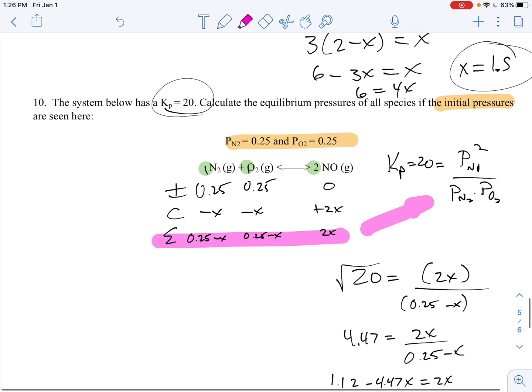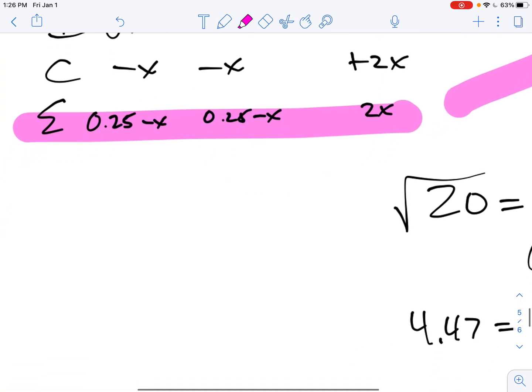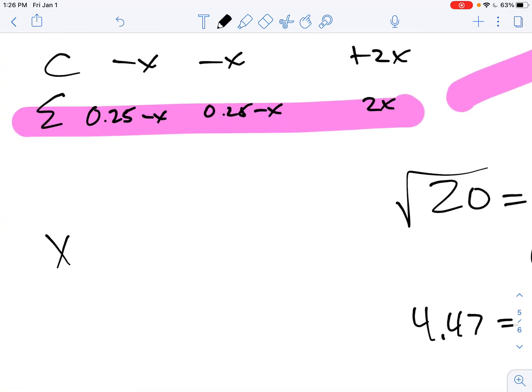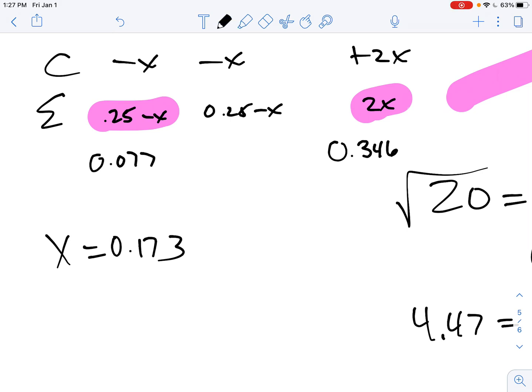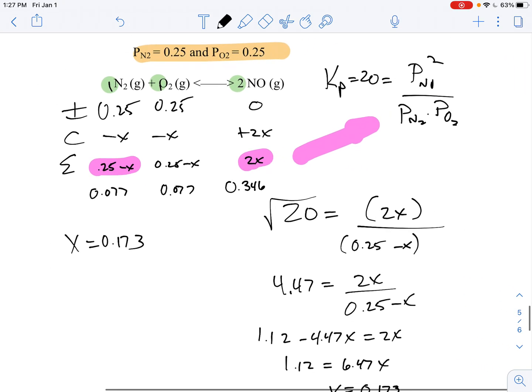Now here's the problem. x is not necessarily your answer, because what does it want? It wants to know the equilibrium pressures of all species. The equilibrium pressure of none of the species is x. Keep in mind that x is 0.173. So the 0.173 is x, but that's not this, nor this. So this over here is 2x. So that's going to be the 0.173 twice. So that then is going to be 0.346. And this is 0.25 minus the 0.173. So that is 0.077 for both of those.